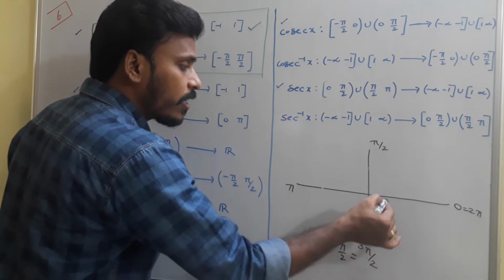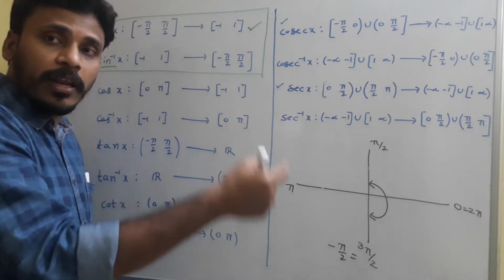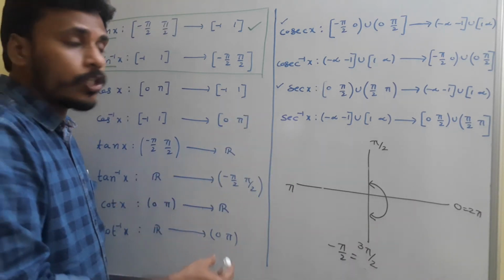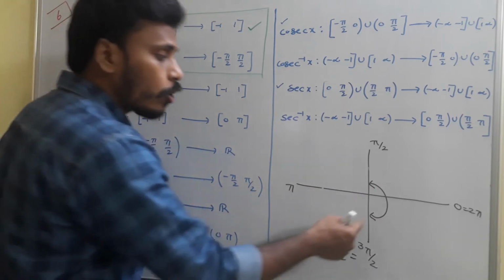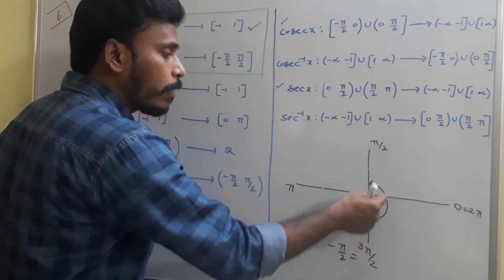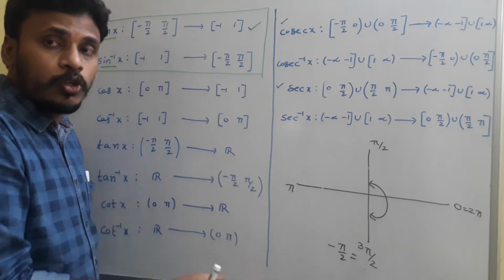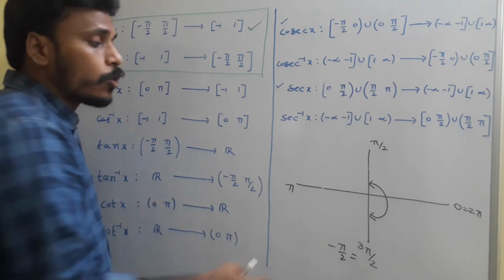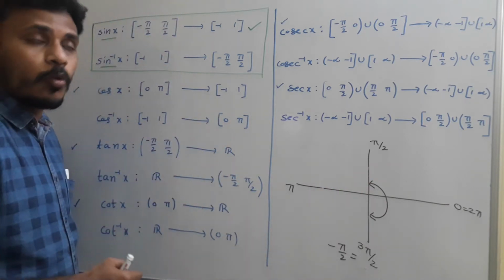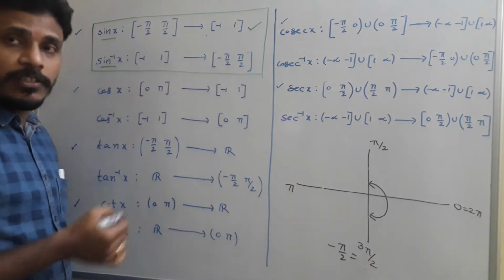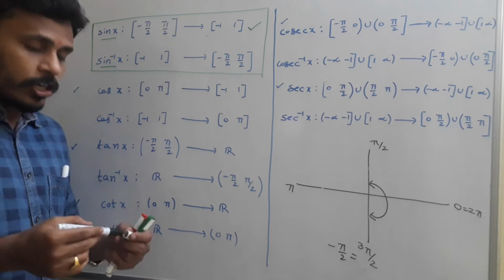If you consider the angles from minus pi by 2 to pi by 2, in this quadrant the values are negative and they result in values from minus 1 to 0. In this quadrant the values are positive and the results are from 0 to 1. So sin x will cover all the resultant values from minus 1 to 1. If your domain is from minus pi by 2 to pi by 2 and the range is minus 1 to 1, this is bijective and its inverse exists. A similar discussion applies to the remaining trigonometric and inverse trigonometric functions.